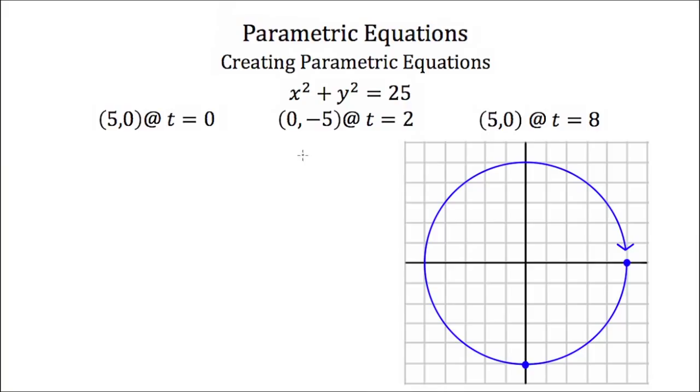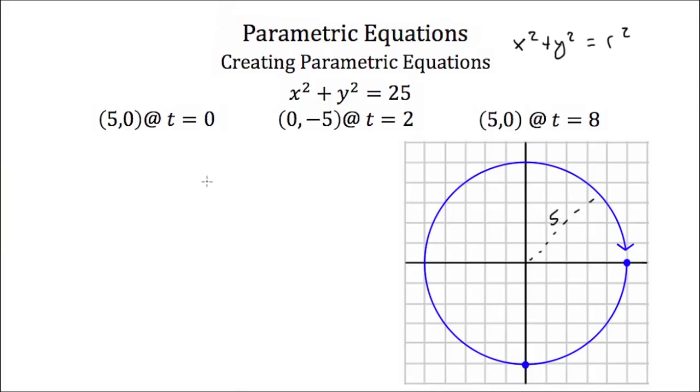Sometimes we want to create parametric equations for the motion that an object takes. Here, we're walking around this circle. We're given the equation for the circle, x squared plus y squared is equal to 25. This is in the form of x squared plus y squared is equal to r squared, which means our radius here is 5.